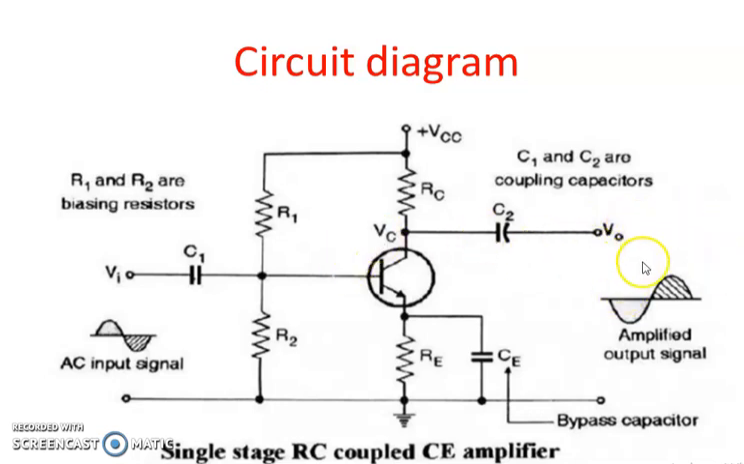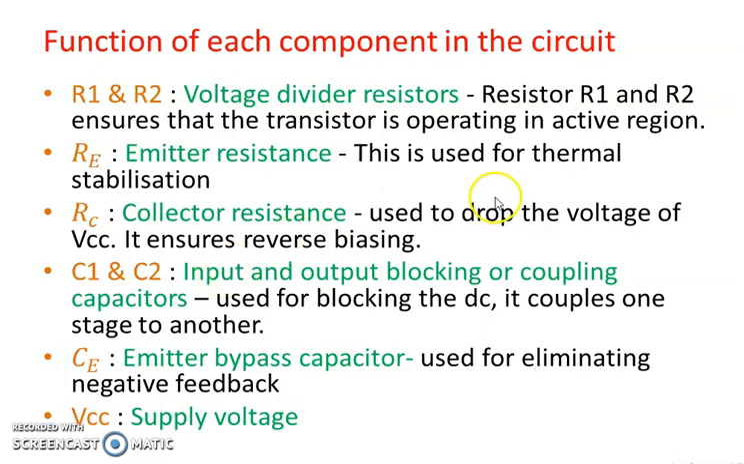So we can cascade one more amplifier in the next stage. These capacitors allow the signal to be coupled to the next stage, so that the overall gain will increase. That is also a function of C1 and C2. C1 and C2 are known as coupling capacitors, also known as blocking capacitors.